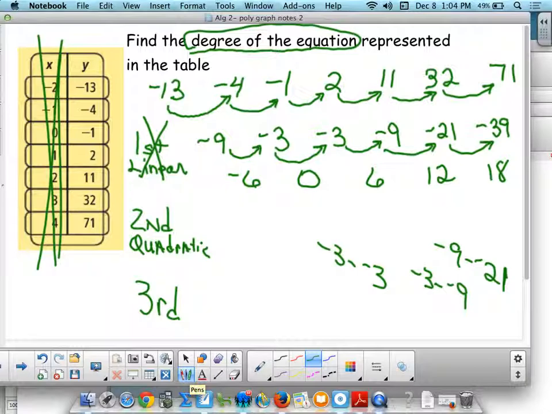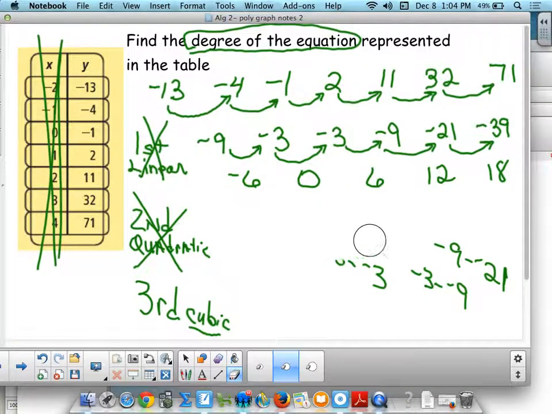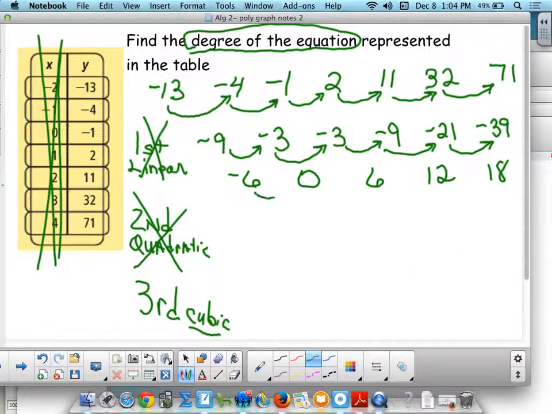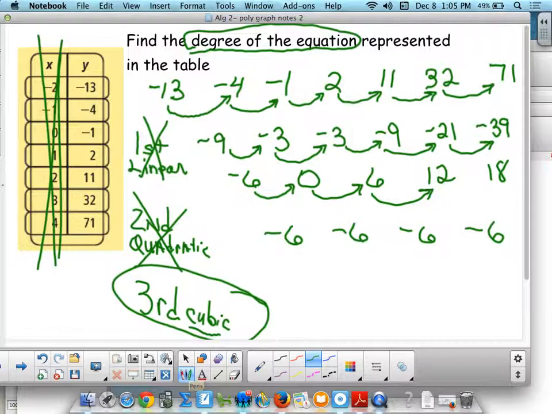Okay. Are they all the same number? No. It's not quadratic. Is it cubic? Guess what you have to do? Subtract them again. Subtract them again. And by the way, what do you get? Negative 6 minus 0? 0 minus 6? Right? It is cubic. It worked. It's a cubic polynomial.